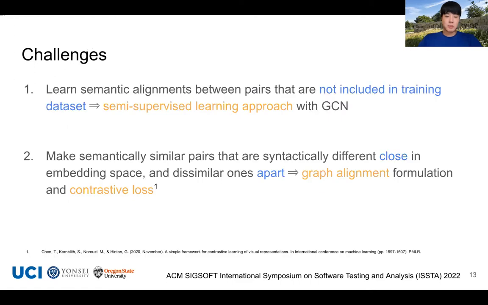So the challenges can be summarized as follows. First, we need to learn the semantic alignment from non-labeled pairs. And we achieve this by taking a semi-supervised learning approach with graph convolutional network. And we train the embedding model by formulating the problem as a graph alignment, which leads to the use of contrastive loss.